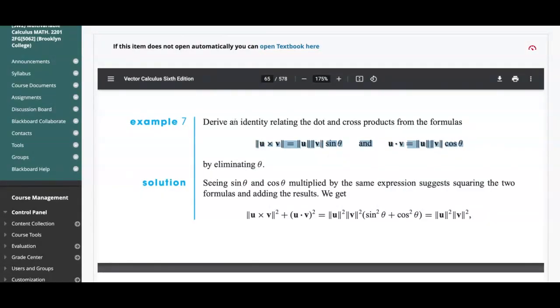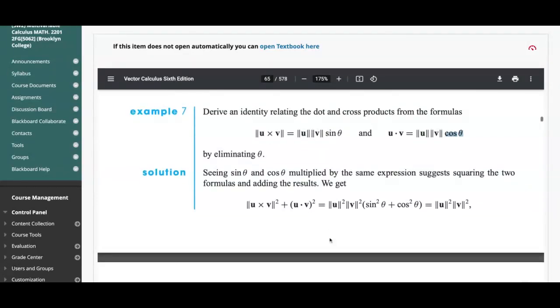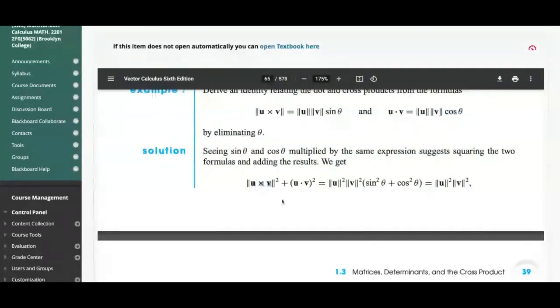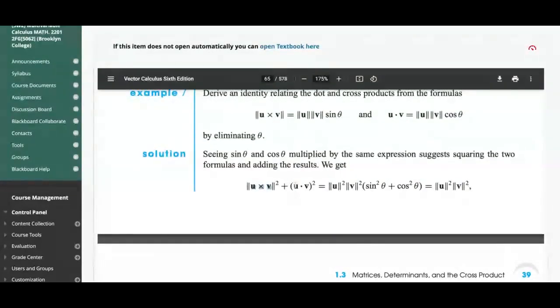This is saying we want to derive an identity by eliminating theta. So we see clearly sine theta and cosine theta here, and we want to get rid of them to form a relationship only between U and V. So what do we do? We take the square of the cross product and the dot product. If we do this calculation, we get this. What's sine squared plus cosine squared? That's just 1.